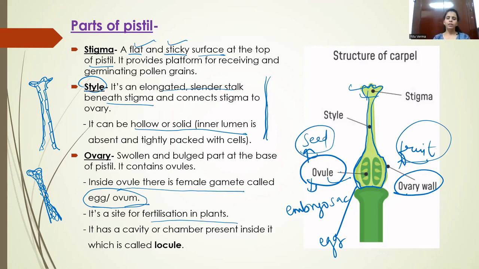One very important point: all the ovaries have ovules inside them. The number of ovules present inside the ovary varies from species to species. Plus, all these ovaries also have a cavity or empty space present inside them. This cavity is important for the growth or development of ovules. So the cavity present inside the ovary where the ovule develops is known as locule. Locule is the cavity or chamber present inside the ovary.